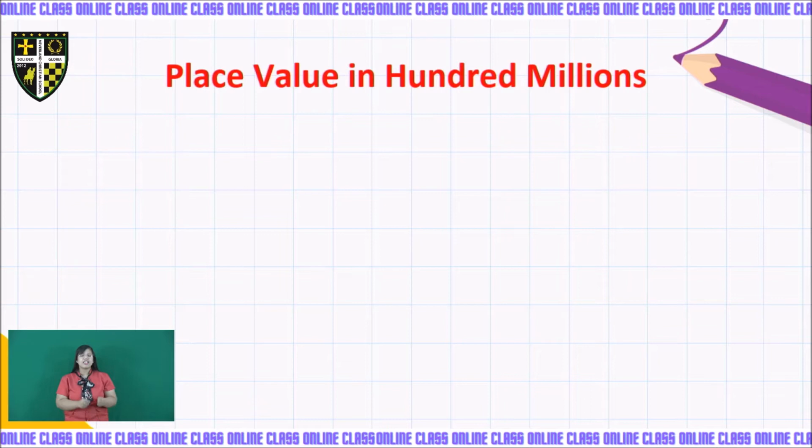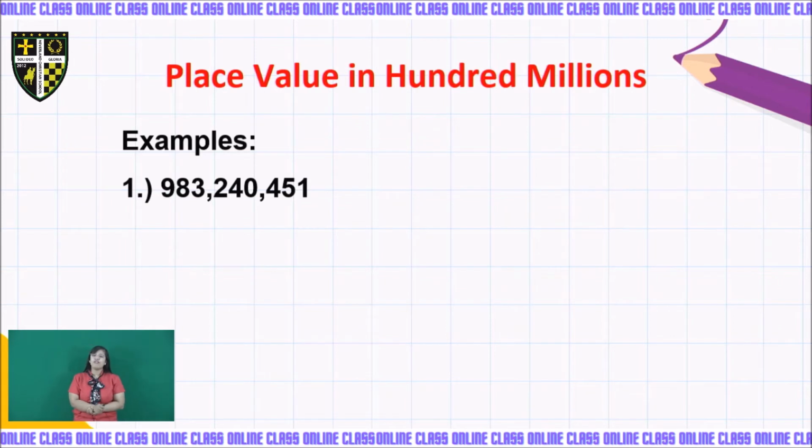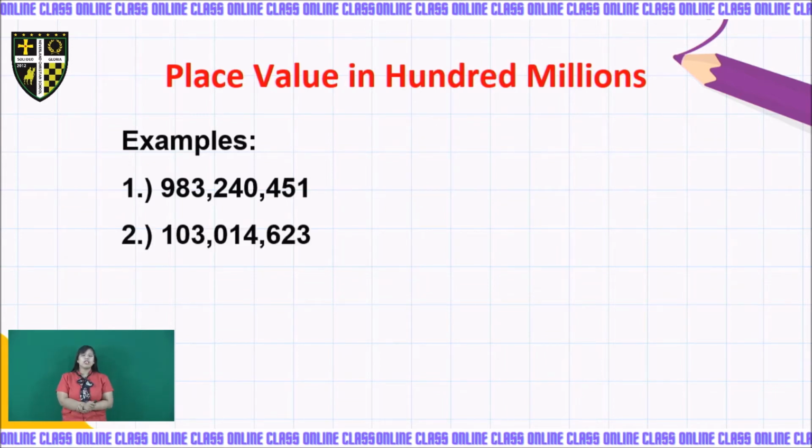Again, kids, we always start writing or reading a numeral from the highest period until the unit period. First one, we have the example 983,240,451. The next one is 103,014,623. And the last example will be 780,203,500. So we will write them into words.